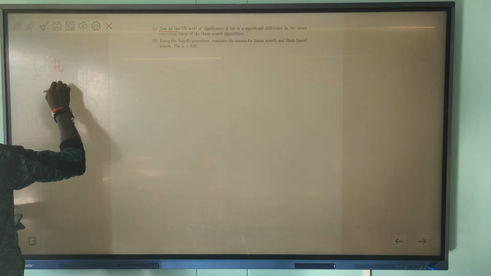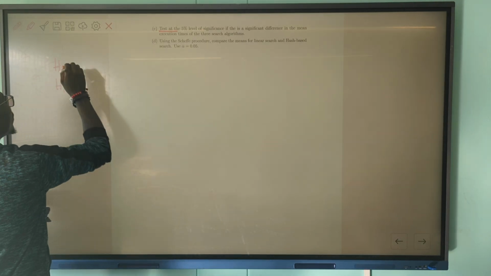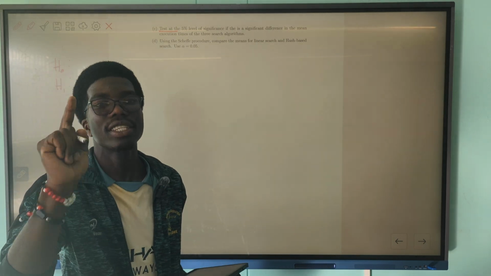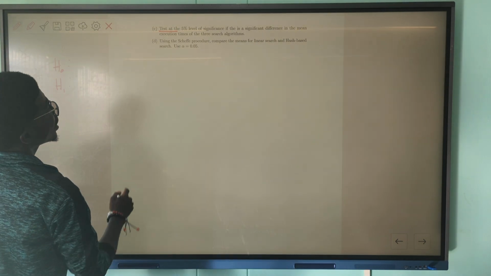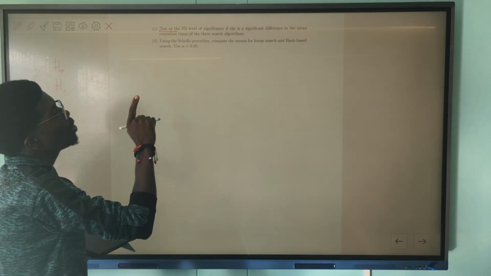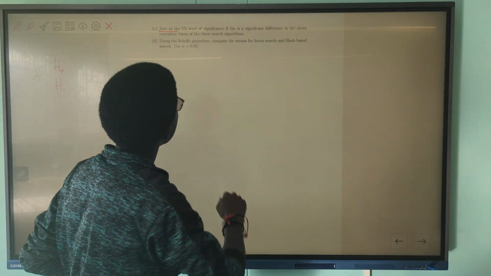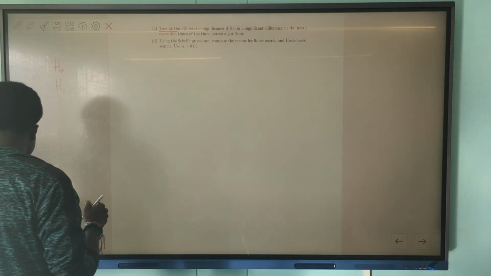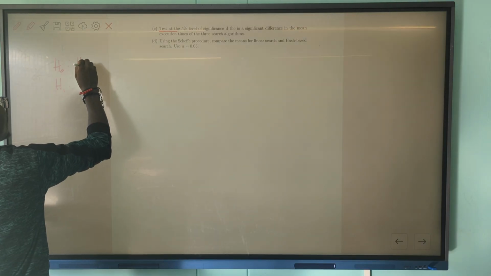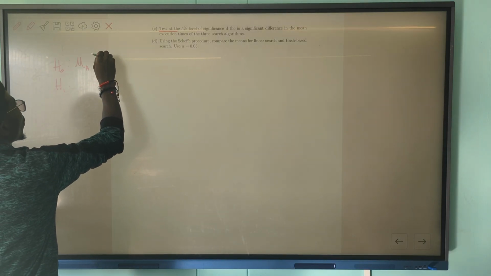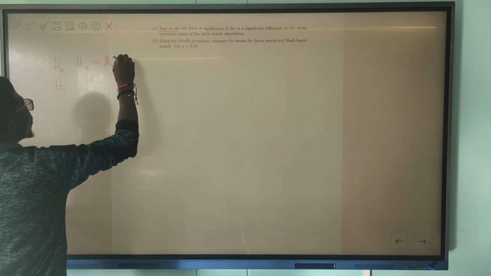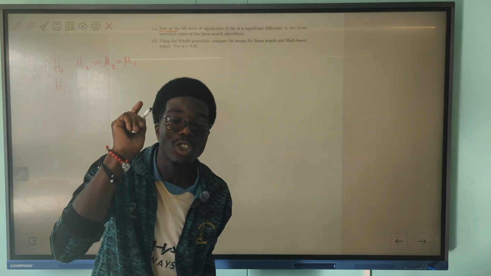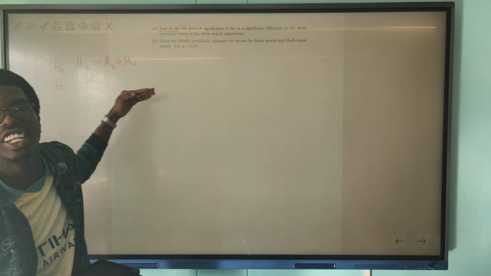Now hypothesis and alternative hypothesis. Are we together? In this case, what is our null hypothesis and alternative hypothesis? Question C, test at the 5% level of significance if there is a significant difference in the mean execution times of the 3 search algorithms. Our hypothesis here: mu A is equal to mu B, which is equal to mu C. That's our null hypothesis. We are assuming kuti zvese zviri equal.